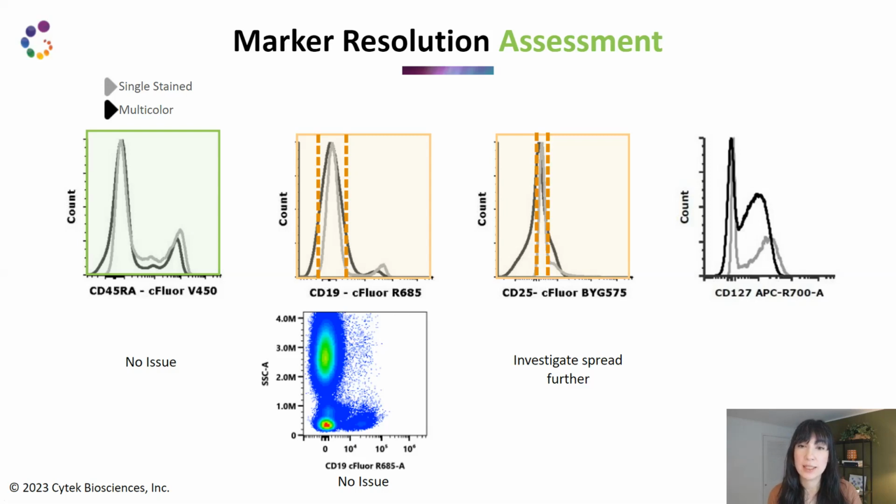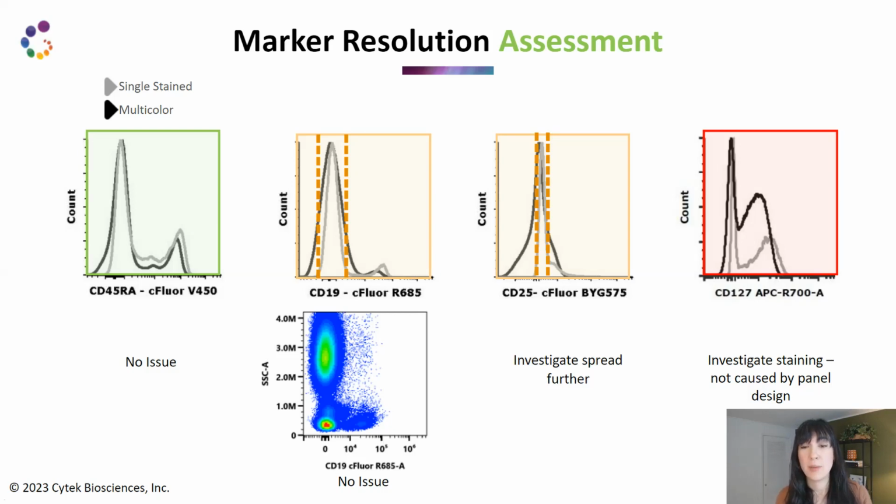And then the last one, CD127, this one's different. Instead of the negative population, we're seeing differences in the positive population, where the positive population intensity in the multicolor is a little bit dimmer. So this one actually would relate to staining. You would need to investigate your staining in this sense. This wouldn't be related to your panel design. Since this talk is about panel design, I'm going to focus on the panel design changes, and I'm not going to go into detail about the staining changes.